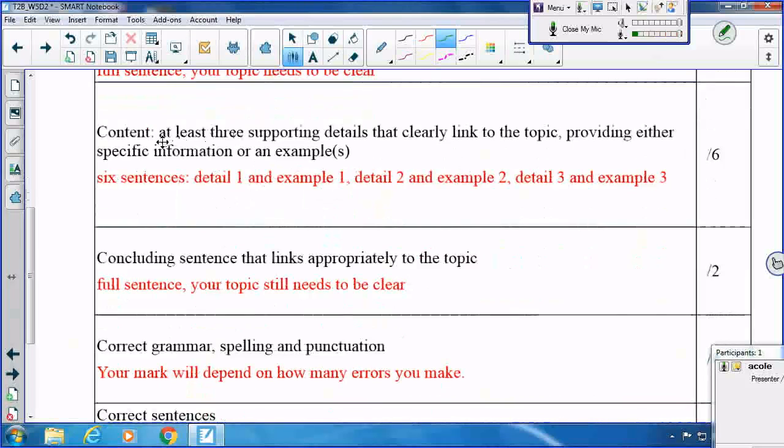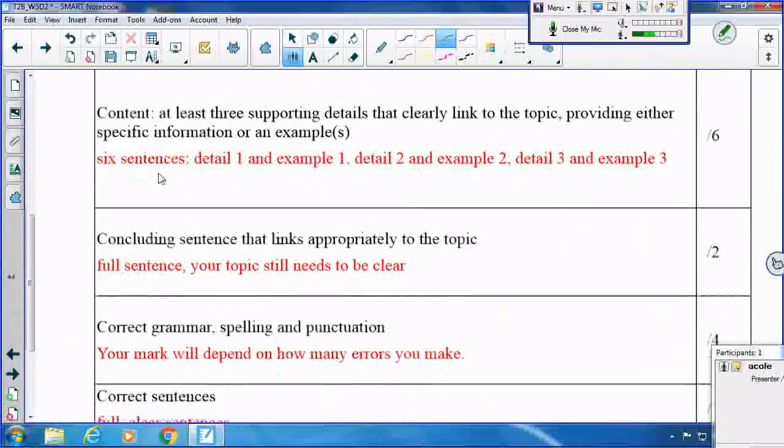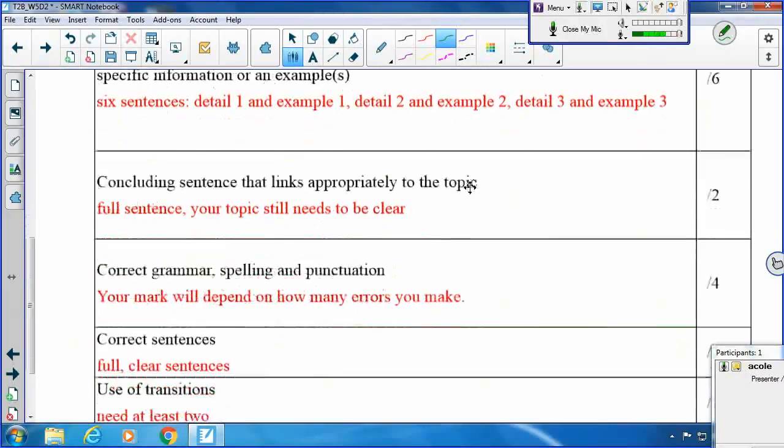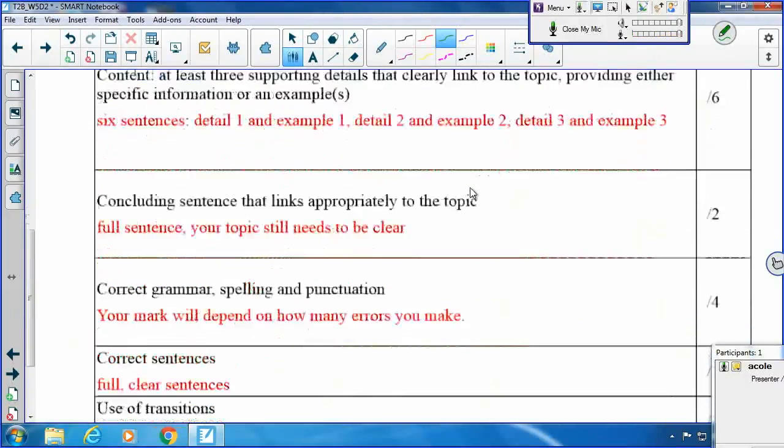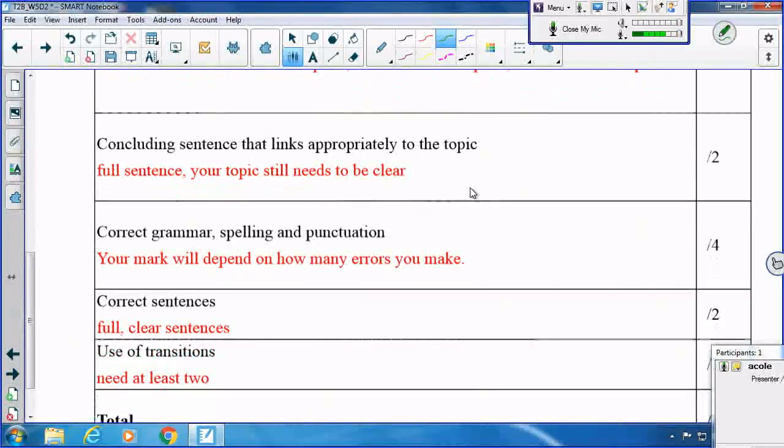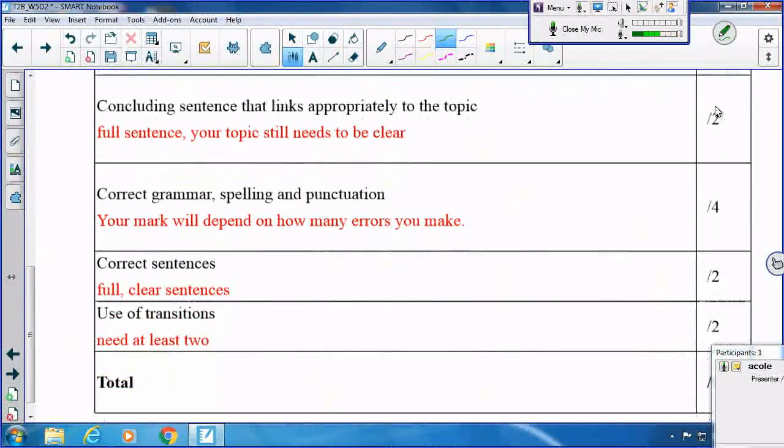And content, at least 3 supporting details that clearly link to the topic, providing either specific information or an example, right? So in the middle, like I said, 6 sentences, detail 1 and example 1, right? That's the first 2 sentences. Then detail 2 and example 2, the next 2 sentences, and then detail 3 and example 3, the last 2 sentences, for a total of 6 marks. So really you're getting 1 mark per sentence. Concluding sentence that links appropriately to the topic, that's out of 2 marks.